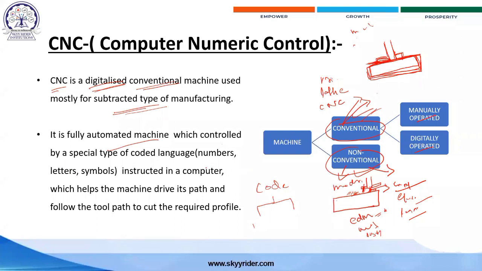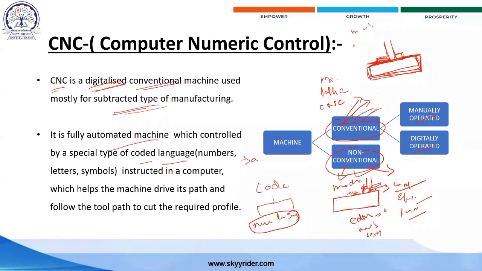Also, the computer needs to be communicated with by the operator. So the computer needs some coded language, a language that is called coded language. In coded language there will be numbers, letters, and symbols, from which the computer will understand what the operator wants to say. Only then will the computer start driving the machine's motors and everything, understanding the language given by the operator and performing the operations.